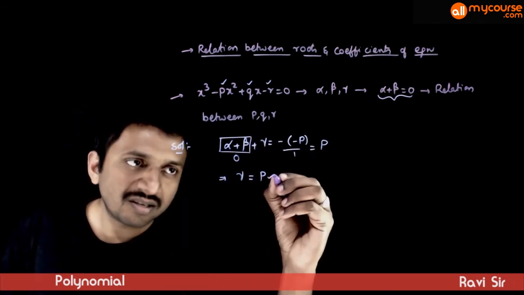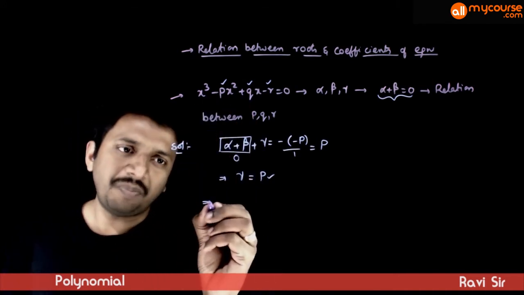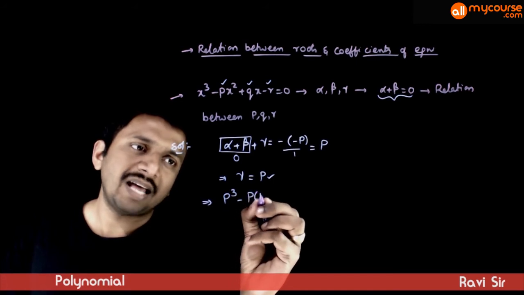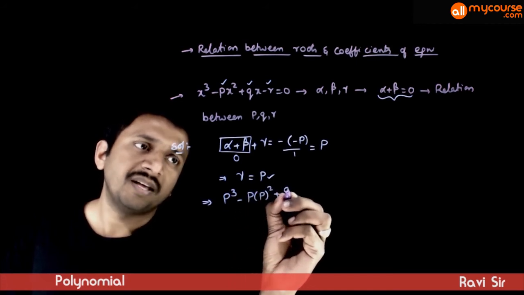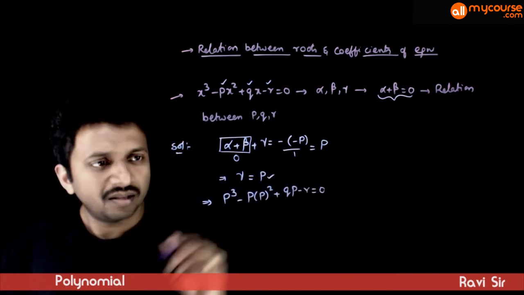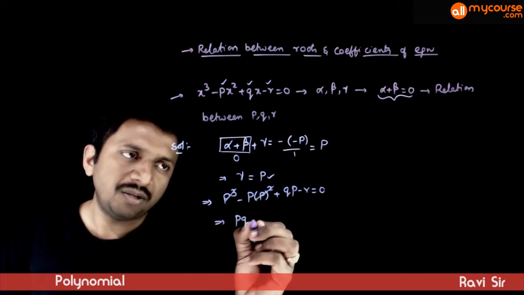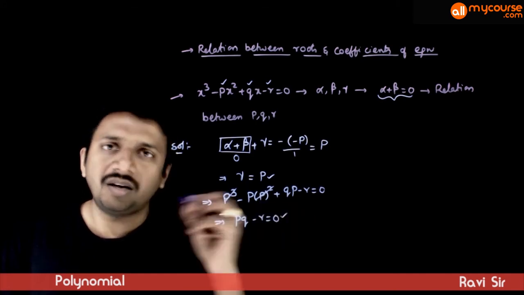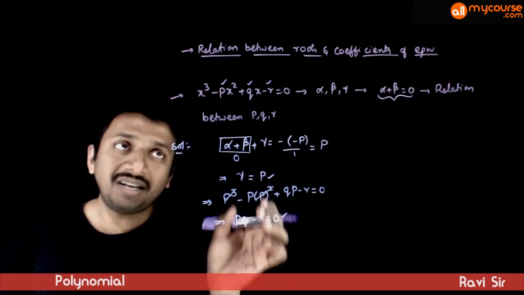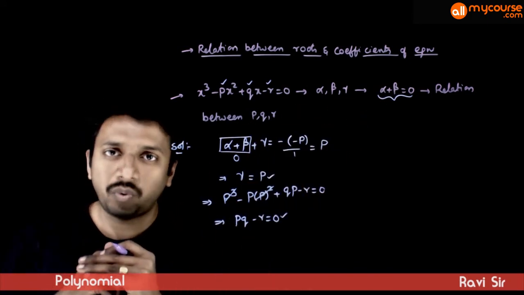That means this root p has to satisfy this equation. And this implies the condition is nothing but p cube minus p times p whole square plus q times p minus r is equal to 0. So p cube and p cube get cancelled. This implies p cube minus r is equal to 0. So this will be the condition that should connect P, Q, R so that this relation is valid.